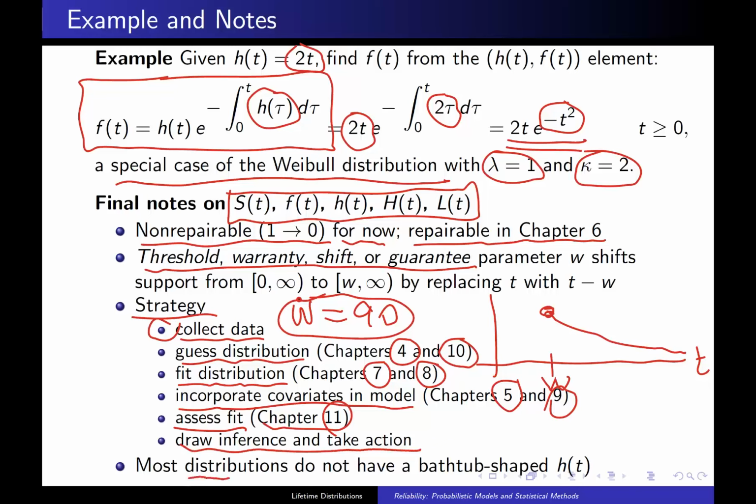Most of the distributions that we encounter do not have a bathtub-shaped hazard function. For example, the exponential and the Weibull and the gamma distributions do not have a bathtub-shaped hazard function, even though that's mentioned quite a bit in reliability.